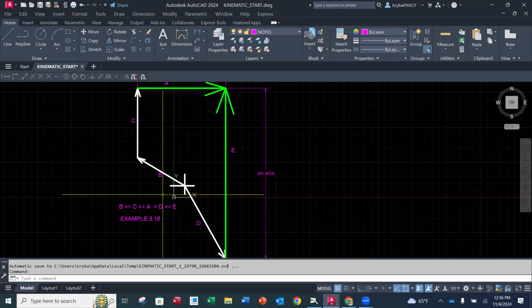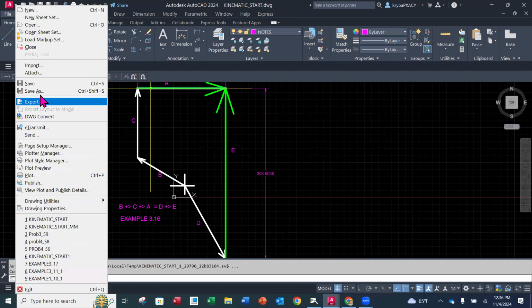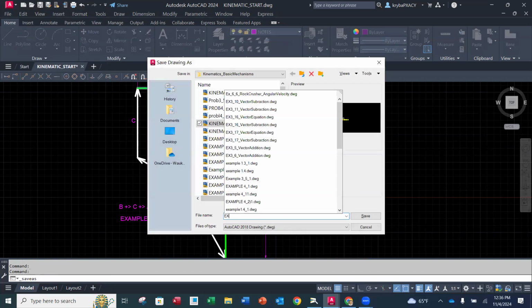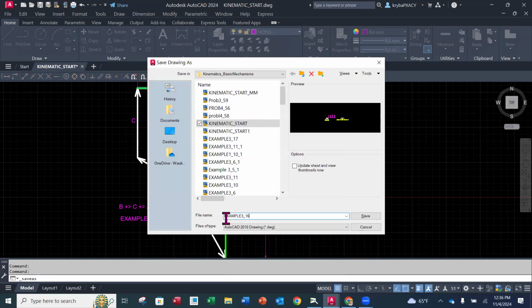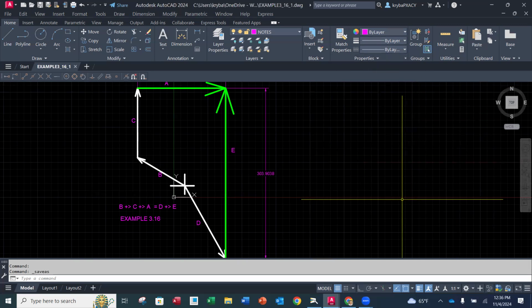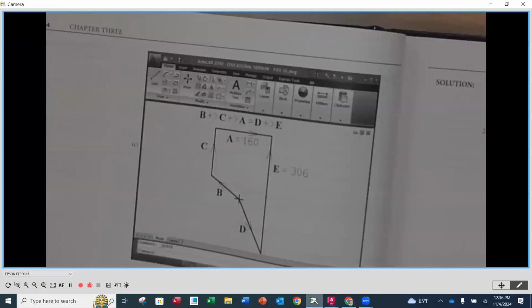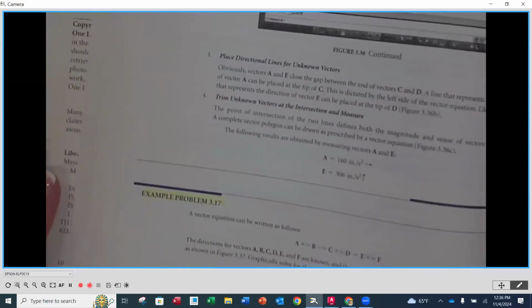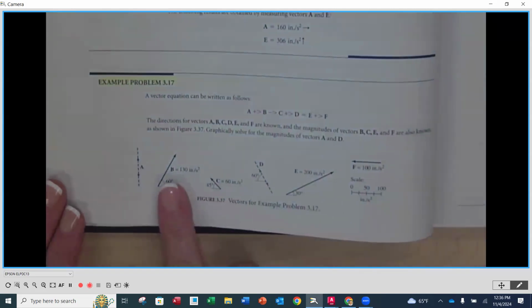All right. Okay, so this is a good idea to do a save as here. I didn't do that at the beginning, so this is example 3_16. All right, then let's take a peek back in our book, and we have another example to do, okay? Our next example is going to be example 317. Let's see, this way. 317.